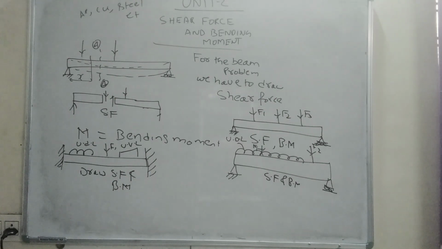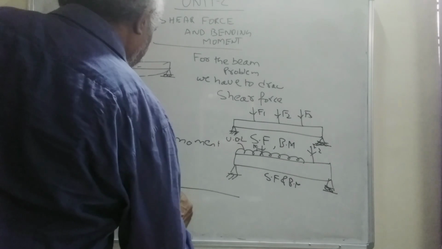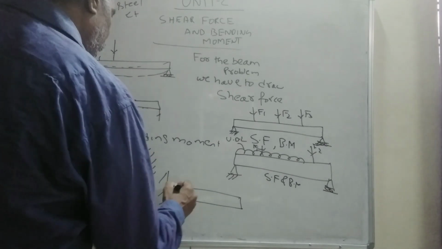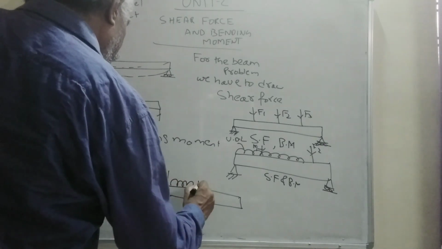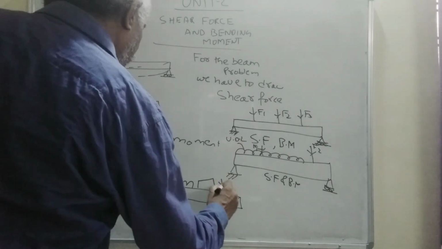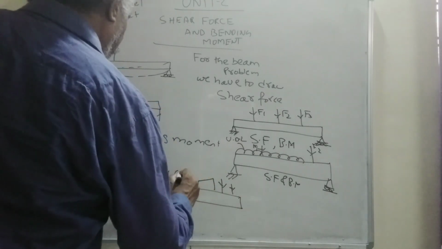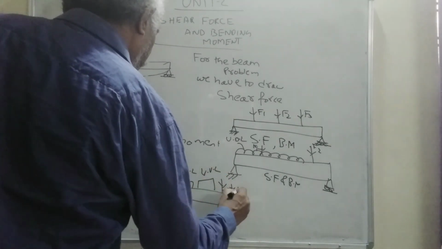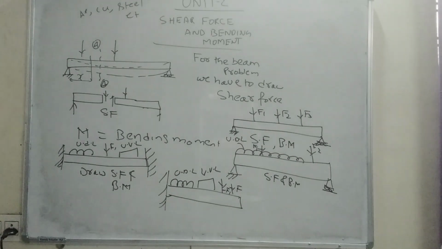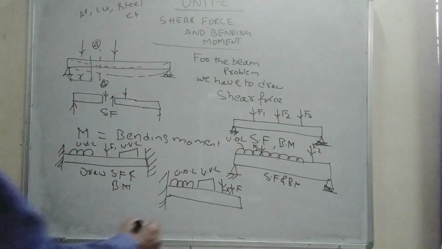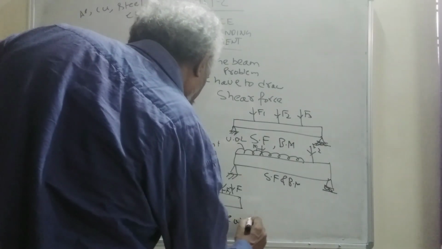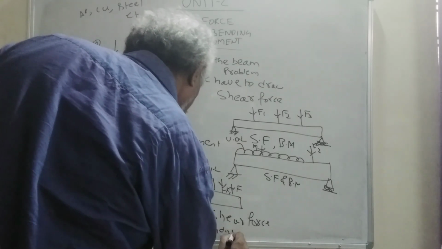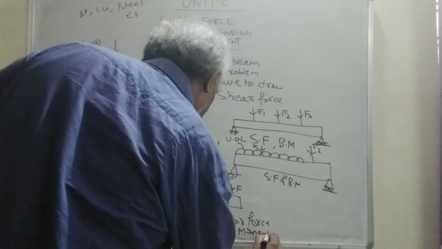And the other type of beam is the cantilever beam. This cantilever beam is fixed at one end and free at the other end. This particular beam will be having uniformly distributed load, uniformly varying load, and several point forces F1, F2. For this particular type of beam problem, draw the shear force and bending moment diagram.